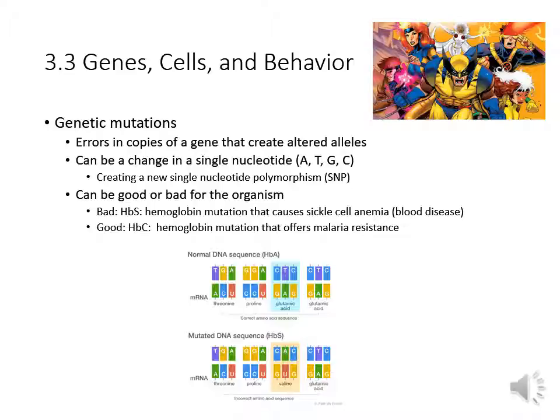Okay, genetic mutations. These are errors in copies of a gene that create altered alleles. So it can be a change in a single nucleotide, for example, so one of these A, T, G, or C nucleotides, and that creates a new single nucleotide polymorphism. Genetic mutations can be a blessing or they can be bad. So the hemoglobin mutation that causes sickle cell anemia is bad, but then a different version of this gene can be good. It actually offers resistance to malaria.